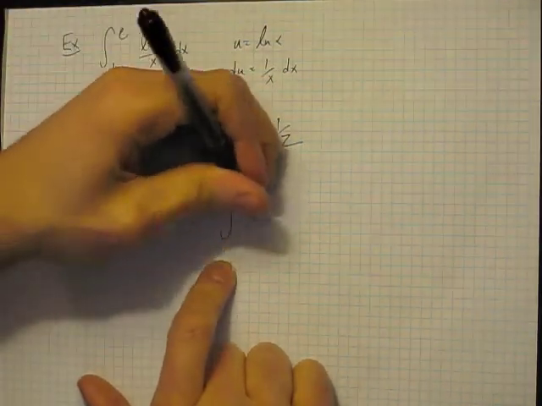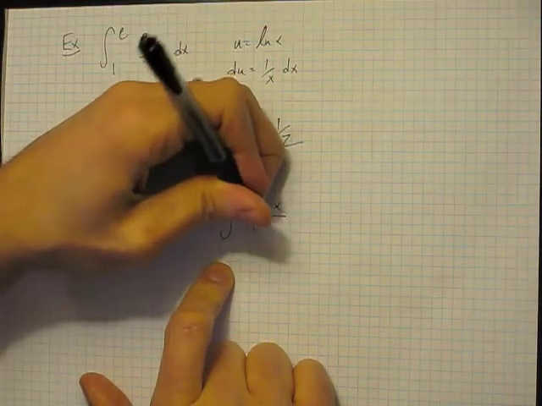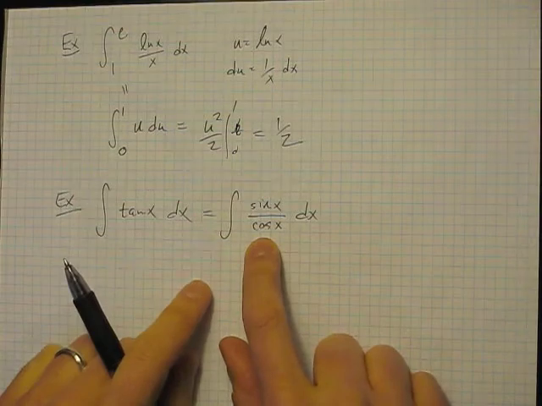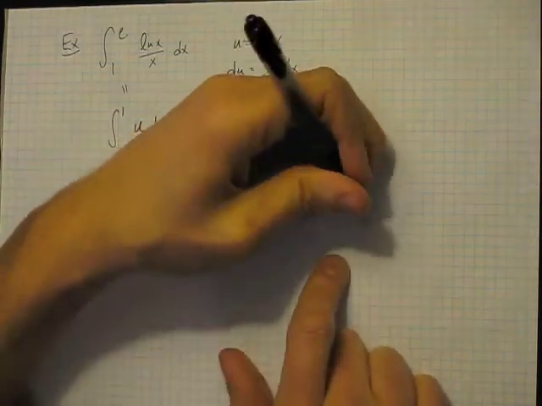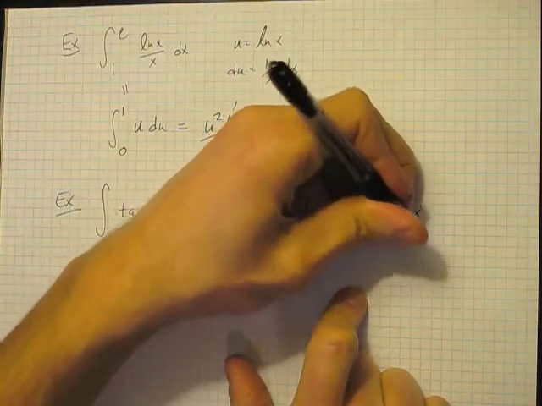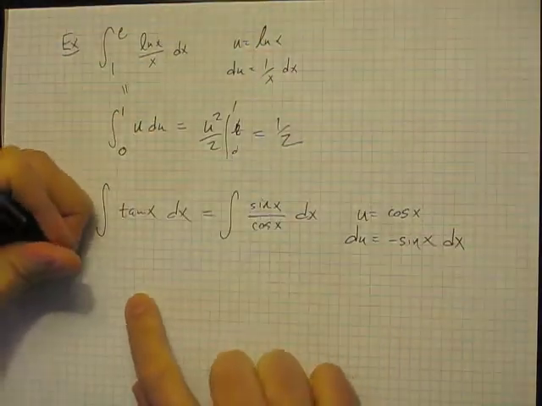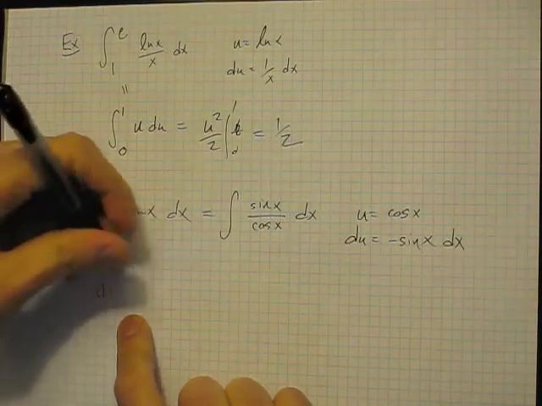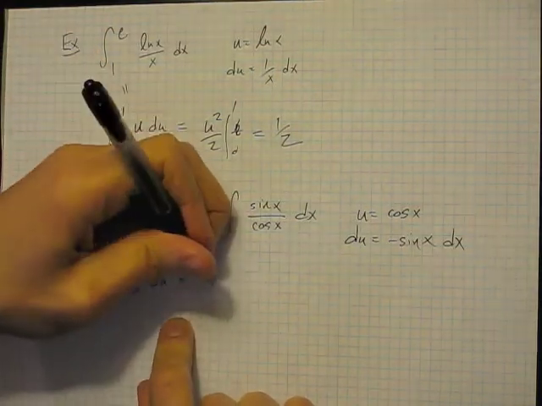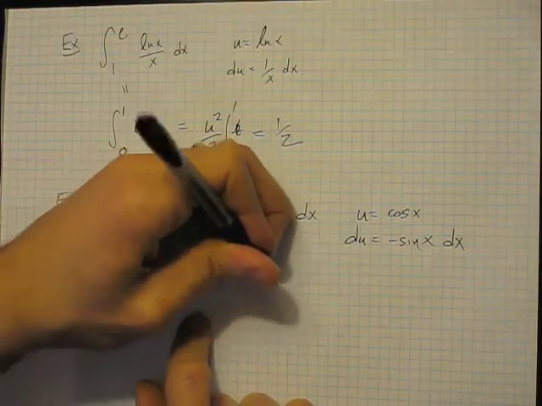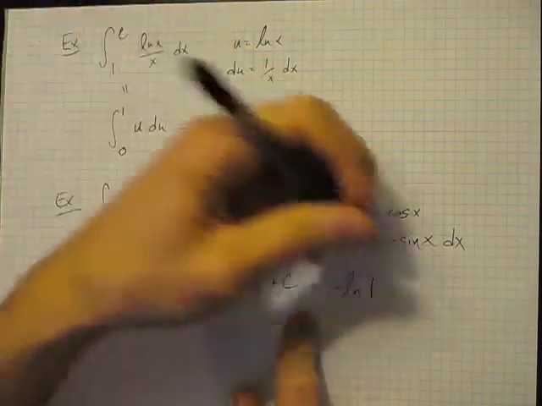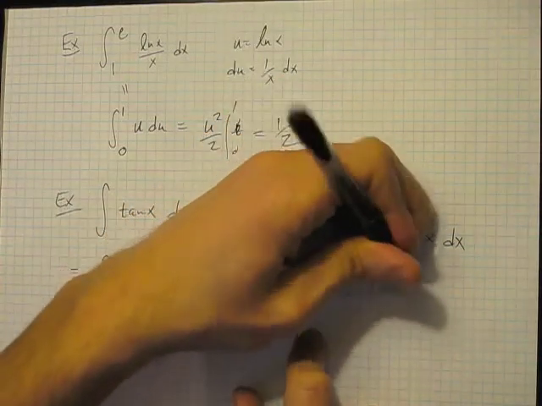Okay, this is the integral of sine over cosine. And now we're going to use the logs because cosine's derivative is almost equal to sine. So let's make that our substitution. u equals cosine x, du is minus sine of x dx. So our integral turns into minus 1 over u du, which is minus the log of the absolute value of u plus c, which is minus the log of the absolute value of cosine x plus c.